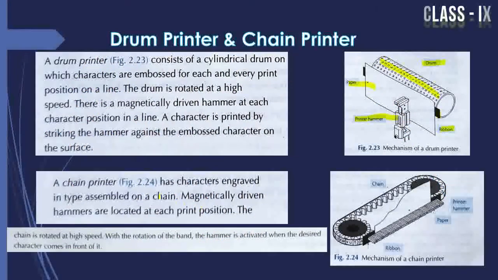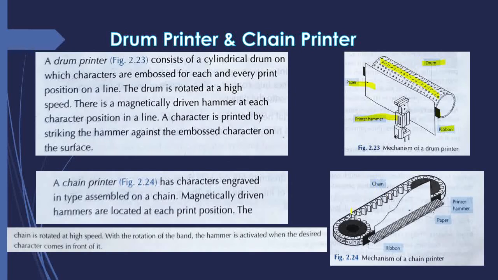Next is a chain printer. A chain printer has characters engraved in type assembled on a chain. Magnetically driven hammers are located at each print position. The chain is rotated at high speed, like a drum. The hammer is activated when the desired character comes in front of it.